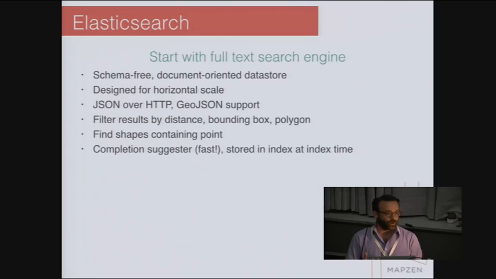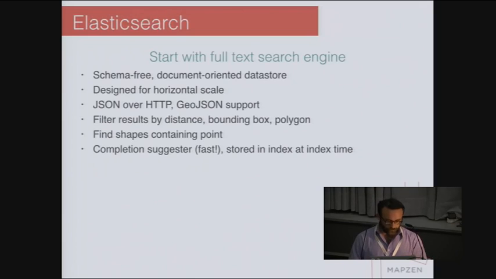And the most important thing that we get free out of the box with Elasticsearch is a completion suggester that's very fast. It's stored in the index at index time. And very recently, in the latest version of Elasticsearch, they're actually doing filtering by distance. Previously, you would just type, but it had no awareness of where you were. But in the next version that we'll be rolling out, it'll actually be able to sort autocomplete results for objects near you.